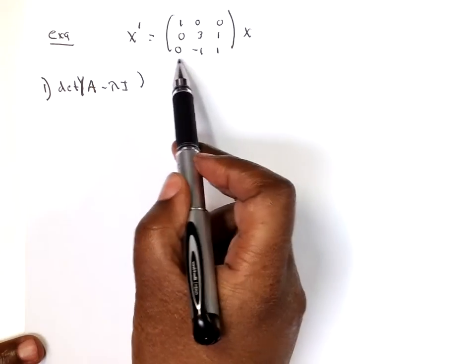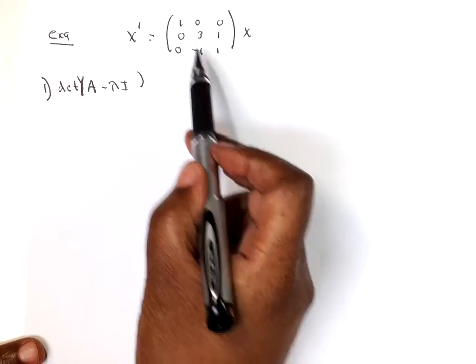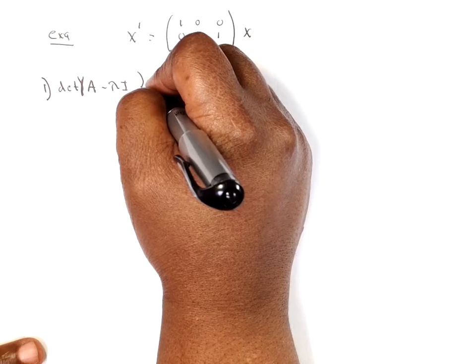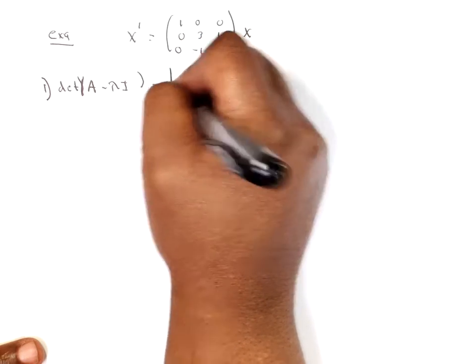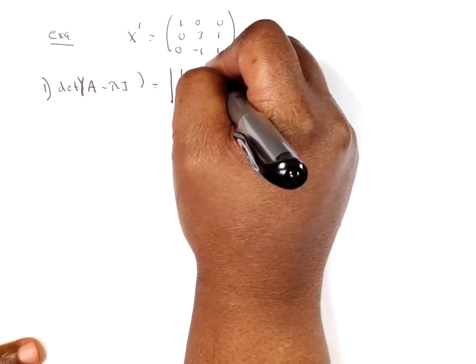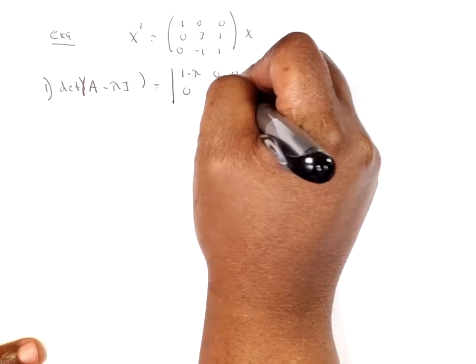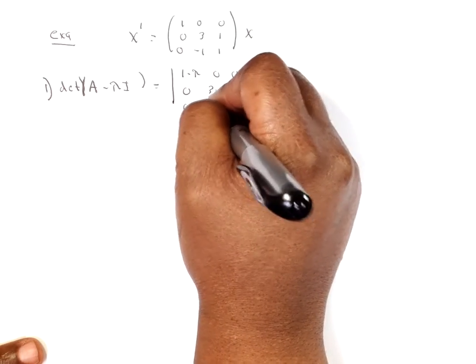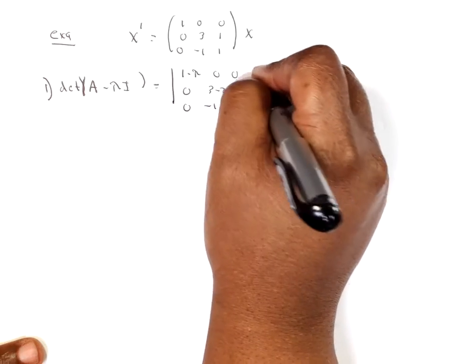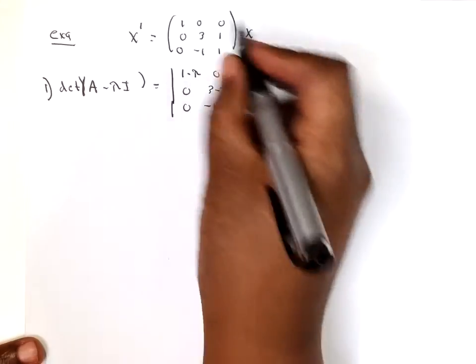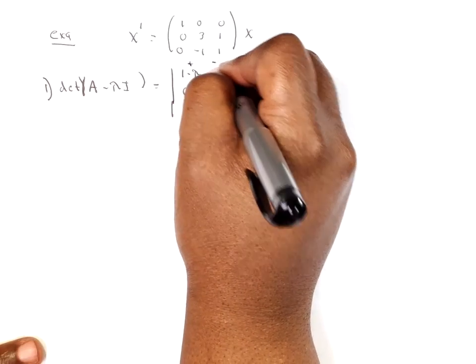So here's our matrix A. Lambda I is just the identity matrix with lambdas down the diagonal. So A minus lambda I would give me 1 minus lambda, 0, 0, 0, 3 minus lambda, 1, 0, negative 1, 1 minus lambda. So I'm going to expand this about the top row.